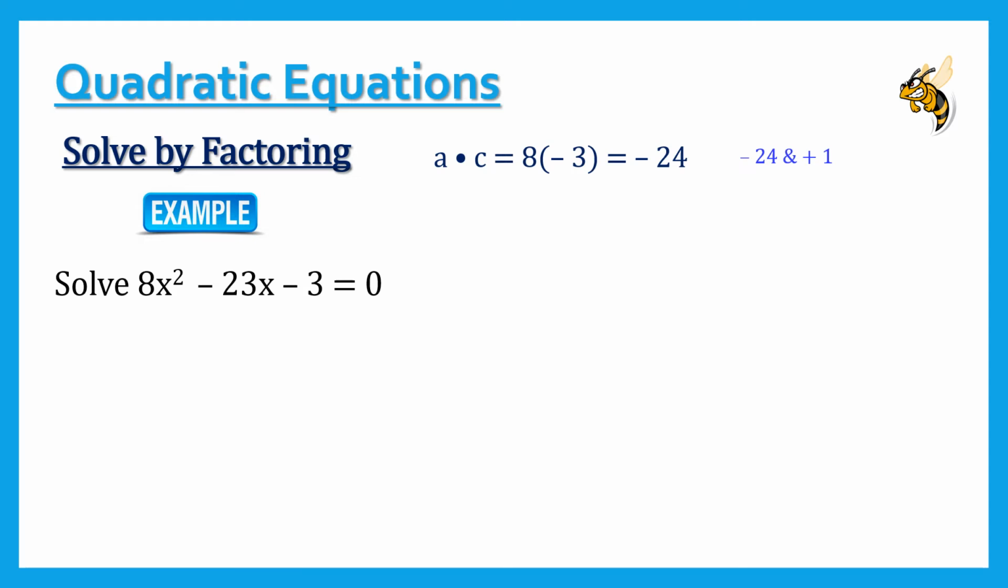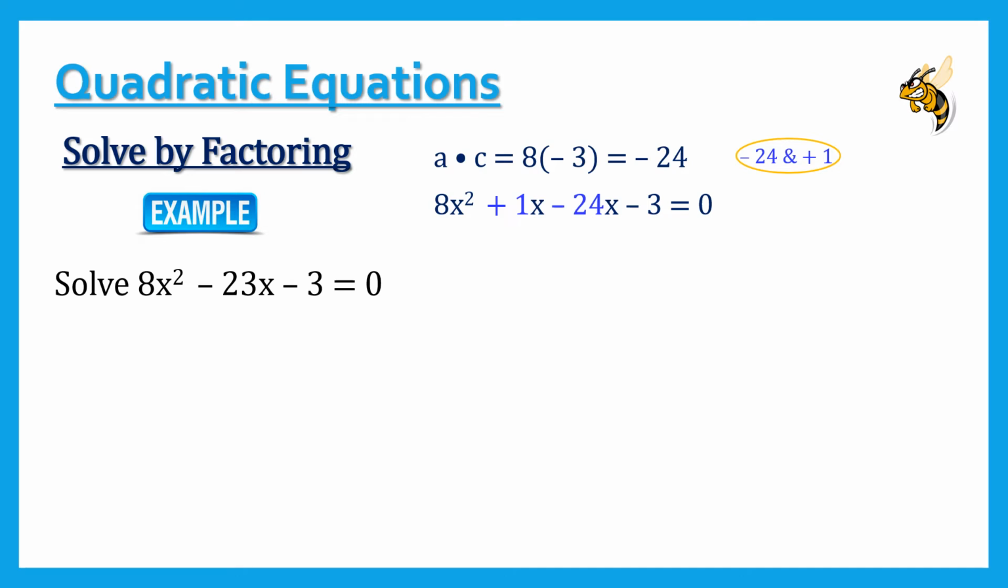We're going to rewrite the B using those two factors, so therefore it's going to be 8x squared plus 1x minus 24x minus 3 equal to 0. I know we don't have to write that 1 as a coefficient, but it's going to come in handy when I'm factoring, so I'm going to leave it there. Double check the middle to make sure that it's the same. 1x minus 24x is negative 23x, so therefore I did not change the value of the equation.